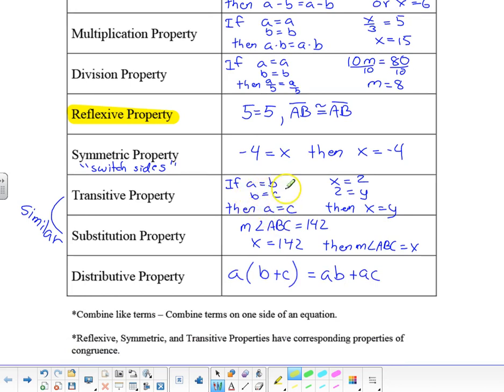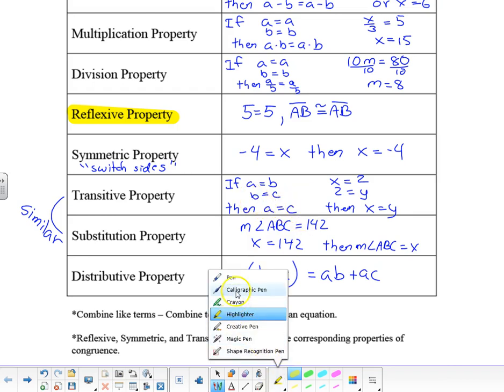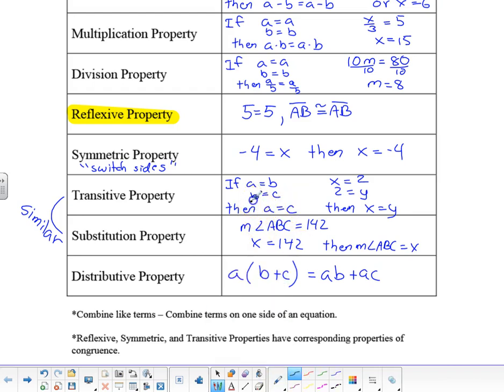The transitive property. The transitive property says if A equals B and B equals C, then A equals C. When I think about the transitive property, I sort of think about it like this and this cancel each other out.